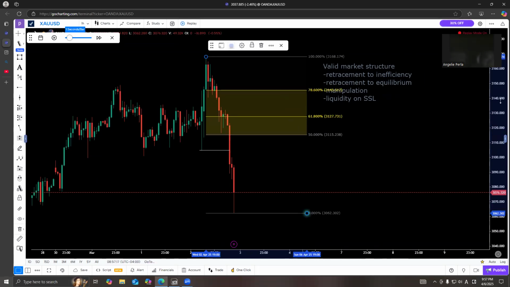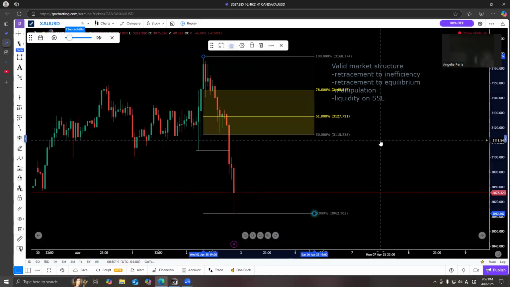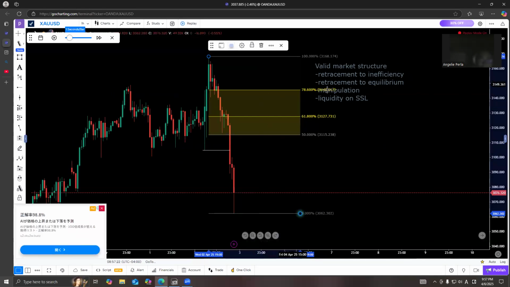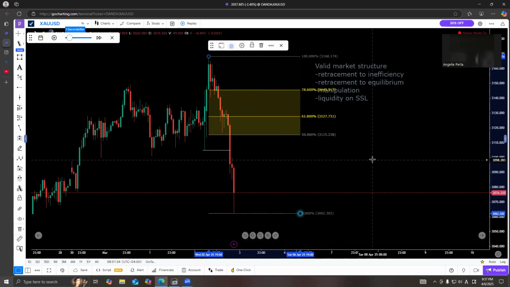So I am looking for either a retracement to the inefficiencies, a retracement to the equilibrium, and then some sort of manipulation in these yellow zones and taking liquidity on the sell sides.